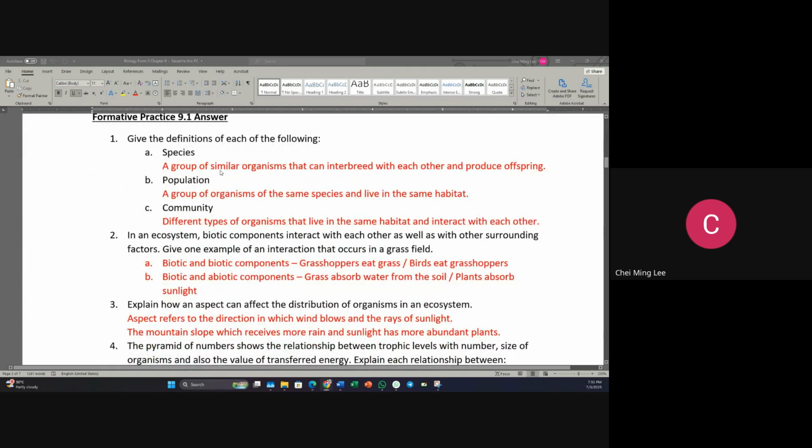All right, now let's see the answer. Give the definition of each of the following. A species is a group of similar organisms that can interbreed with each other and produce offspring. A population is a group of organisms of the same species living in the same habitat. A community is different types of organisms that live in the same habitat and interact with each other.